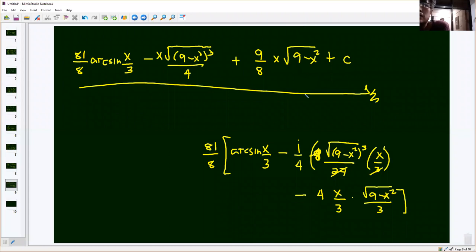Pwede i-combine yung second and third terms diyan, pero not necessary na. Yun yung una mong sagot. Yun nga yung pinapacheck ko. Kung hindi mo kinumbine, do we have the same? Kasi okay na yan, kahit hindi na i-combine. So, do we have the same diyan?